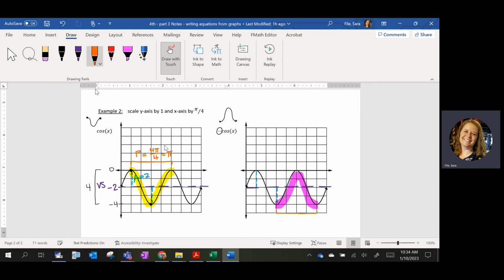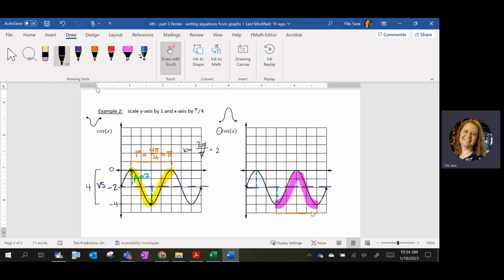So the period is pi. Now I use that to find b. So b in radians would be 2 pi instead of 360, divided by the period, which we just said was pi. So what's 2 pi divided by pi? Just 2. The pi's reduce. So b is 2.